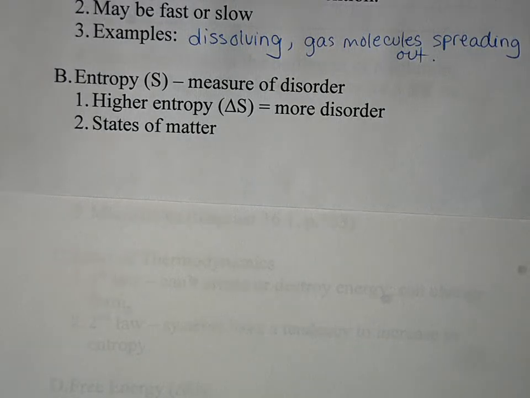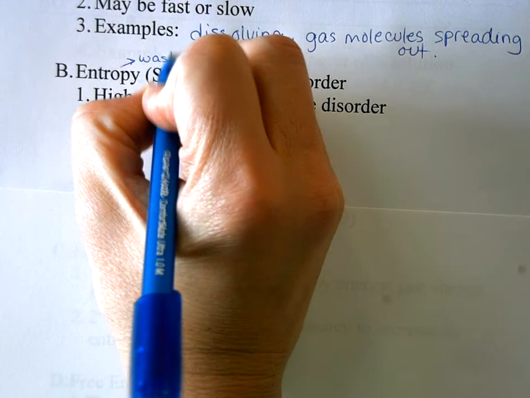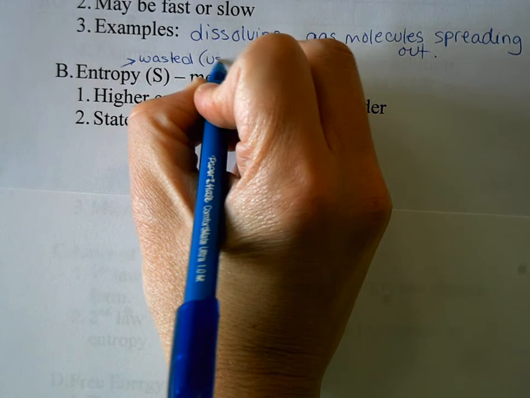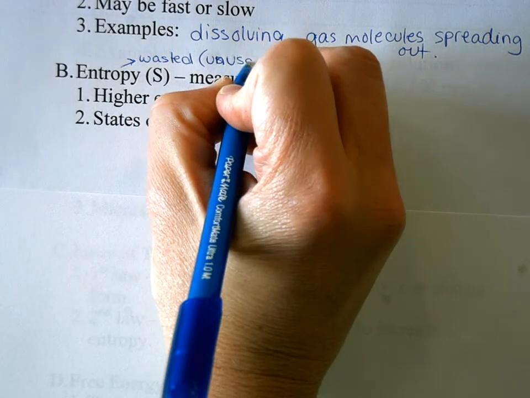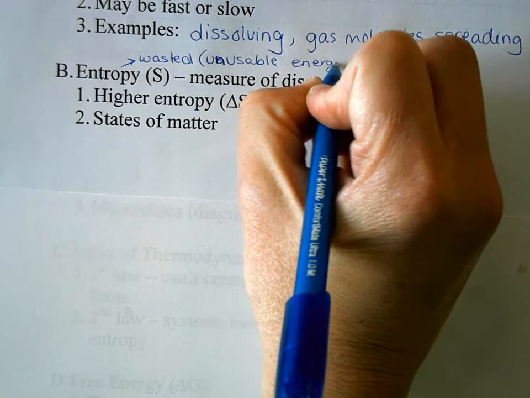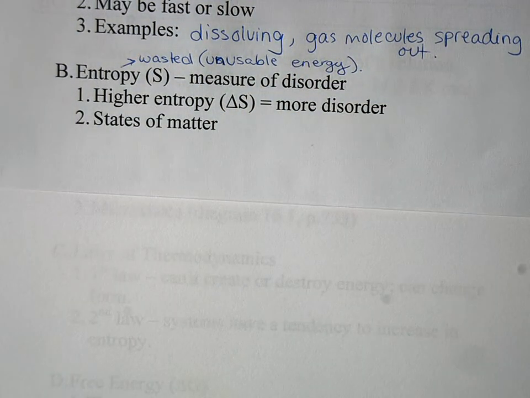Okay, so it's the measure of disorder. Now, when we're talking about chemical processes, yes, it is the measure of disorder, but also it has to do with wasted or unusable energy. When I say unusable energy, let's say I was trying to find like a little bounce ball, which this is like a physics thing, but it gets the idea across.